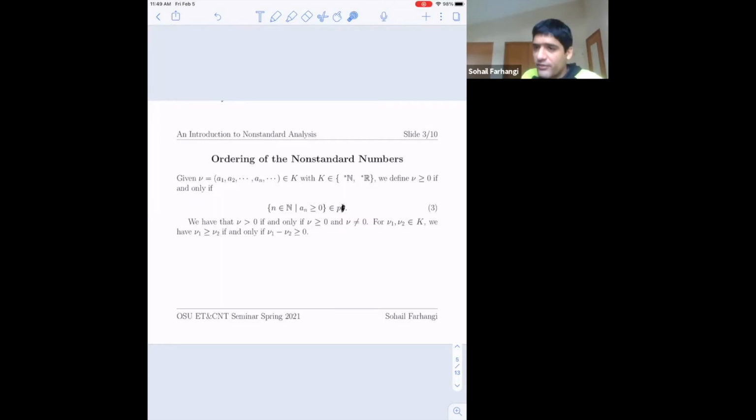And then this lets us define ordering, where if we have two non-standard numbers, one of them is bigger than the other if the difference is bigger than or equal to 0. And I think I'm using the ultrafilter property again, just to say that we have the n such that A_n is bigger than 0, the n such that A_n is equal to 0, and here.